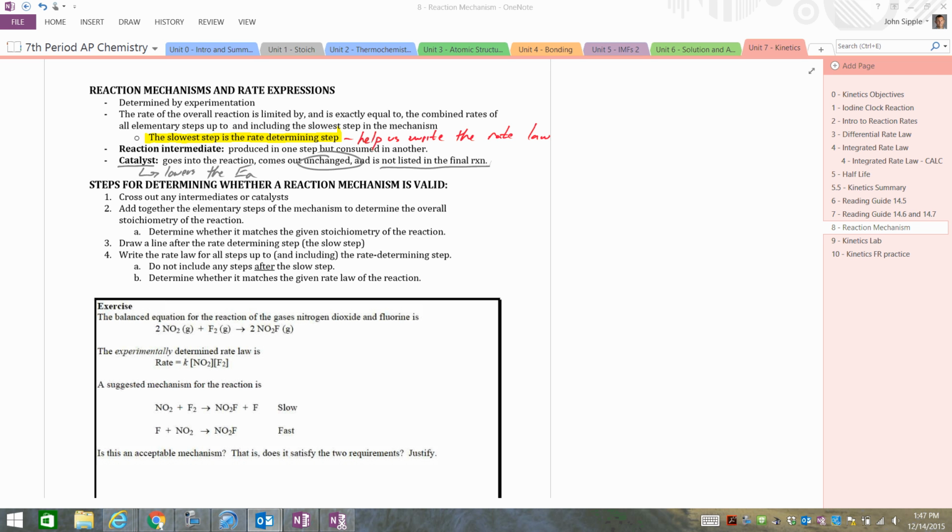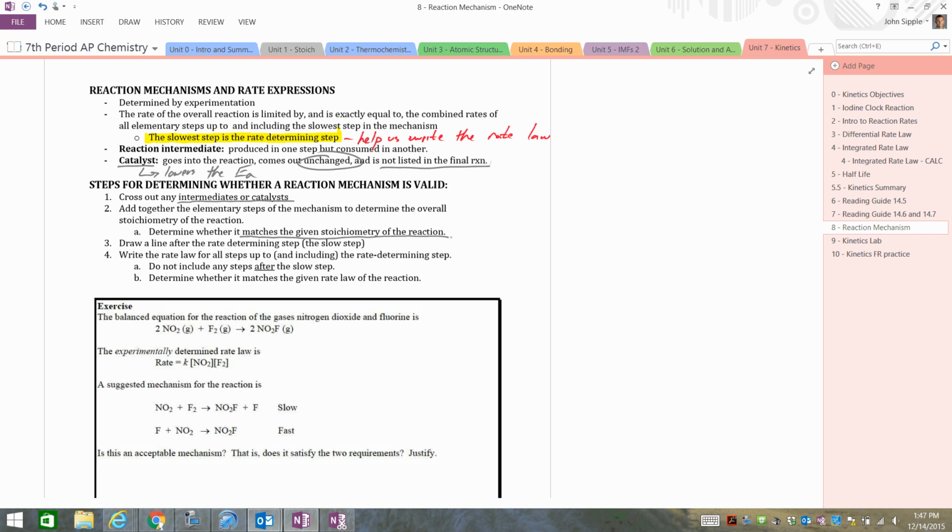All right, so in order to figure out whether or not our reaction mechanism, our proposed elementary reactions here, are any good, we have to go through a couple different things. First thing we've got to do, cross out any intermediates and catalysts. Those are the ones that are on either side of the reaction. We're going to cross all those out. Then we need to add together, like we did in the first problem, and determine whether it matches the given reaction for us. When we add these reactions together, they better match that one. If they don't, it's no good.